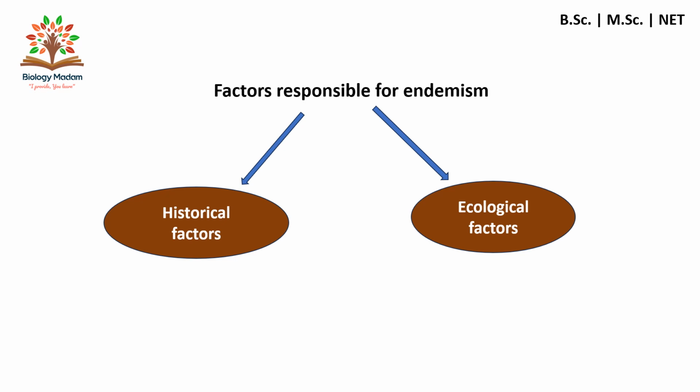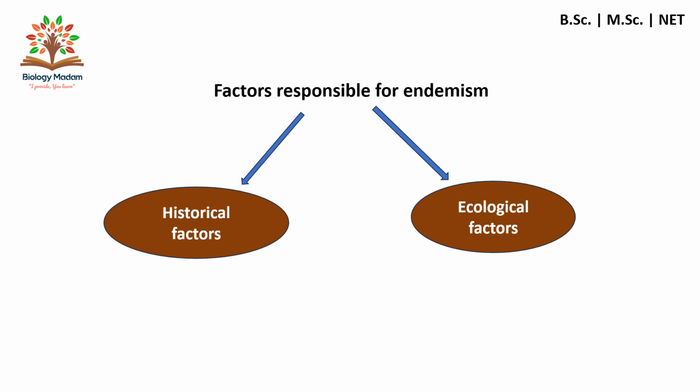The factors responsible for endemism are divided into two groups. One is historical factors and the other is called ecological factors. The drifting continents, dispersal and extinctions are the possible historical factors, whereas the mutations and disruption of ecological interactions are the ecological factors.